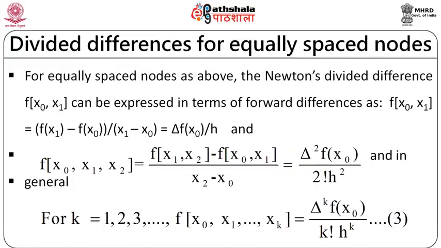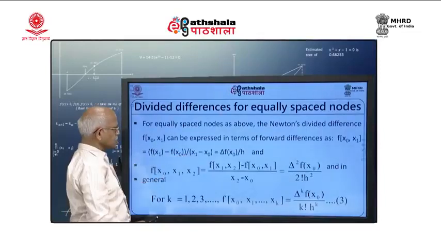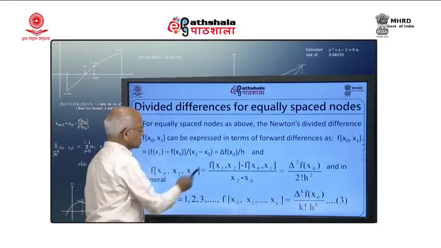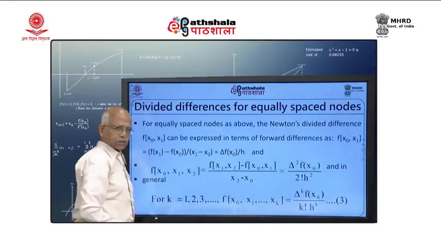For equally spaced nodes as above, the Newton's divided difference f[x0, x1] can be expressed in terms of forward differences as follows. Suppose we take f[x0, x1]; that will be equal to f(x1) minus f(x0) upon x1 minus x0, but the numerator is Δf(x0) and x1 minus x0 is nothing but h.